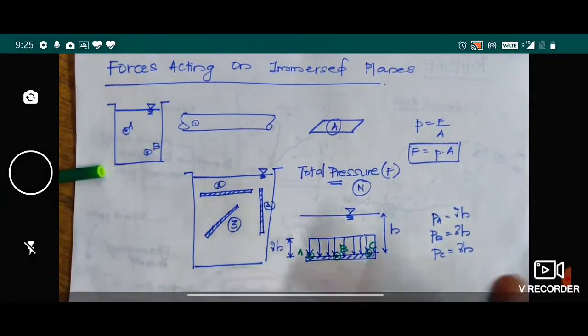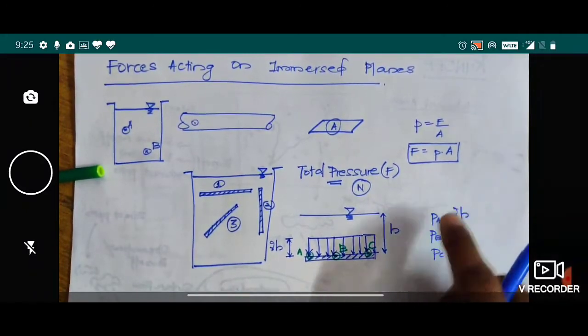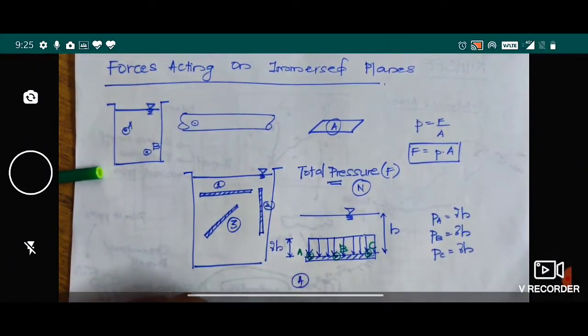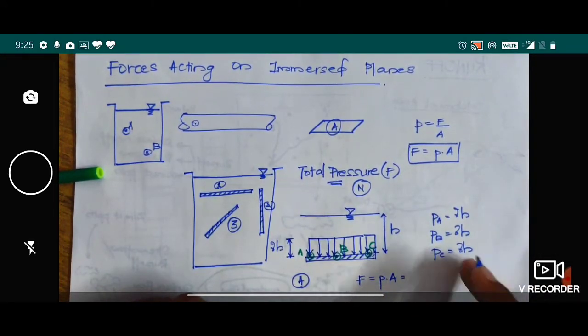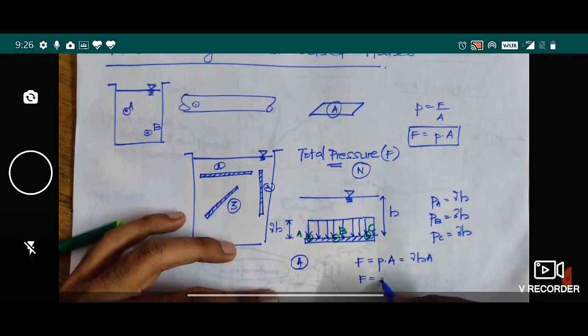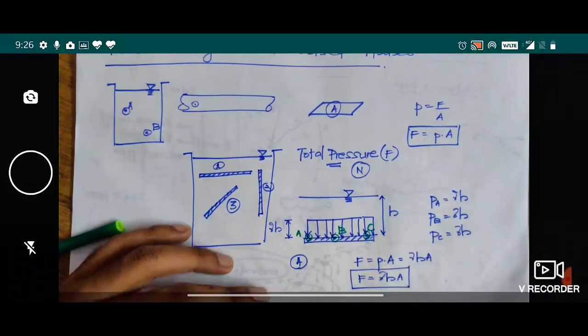Now how to find the force there? If you know the pressure, how to find the force? The pressure is gamma into h, and assume that the area of this plane is A. How to find the total pressure F? Total pressure is pressure multiplied by area. The pressure is gamma h, so gamma h into area is the answer. So F is equal to gamma h into area. This is the equation.